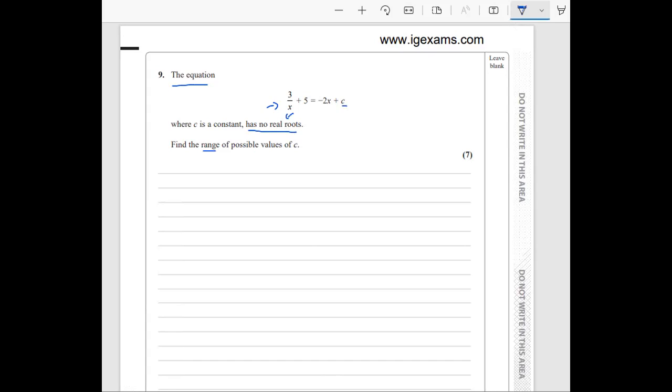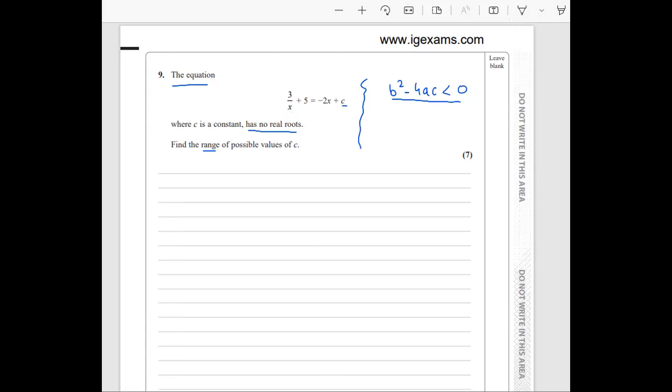They have told you that this equation has no real roots. Although we know how to solve linear, quadratic, and cubic equations, the concept of no real roots is only seen in quadratic equations, where we say that the discriminant, b square minus 4ac, is less than 0. Do you agree? Yes. And this equation apparently does not look like a quadratic equation.